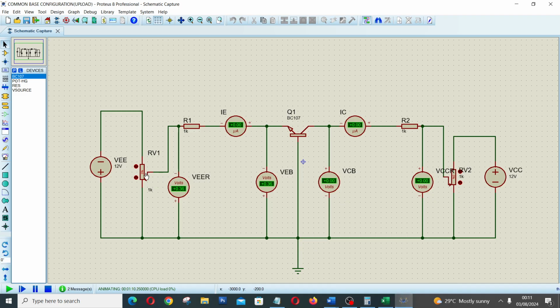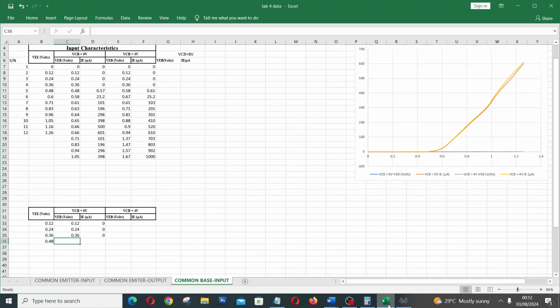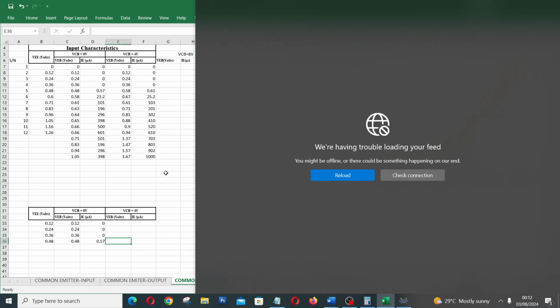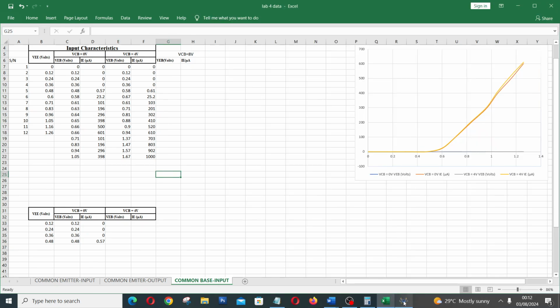When VEE is increased to 0.48, VEB is 0.48, IE has now begun to flow. IE is now 0.57 microamps. So at 0.48, it is 0.57 microamps.